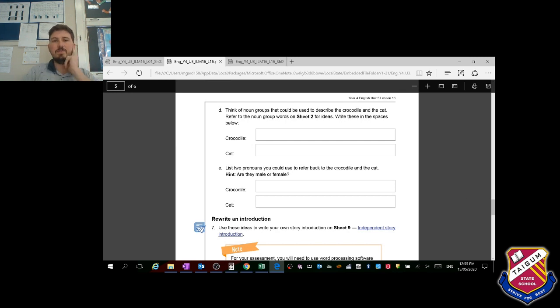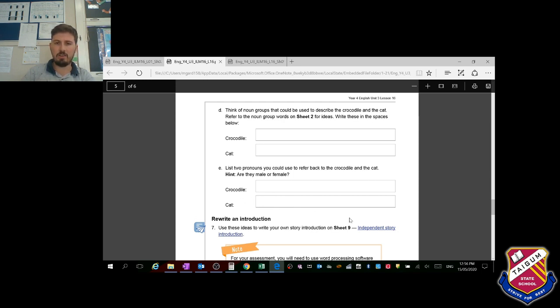Next, think of some noun groups that could be used to describe the crocodile and the cat, okay? So, the fierce, ferocious crocodile, the scrawny cat. So think of some noun groups to describe your characters. Now list some pronouns you could use for the crocodile. Is it a he or a she? Is the cat a he or a she?